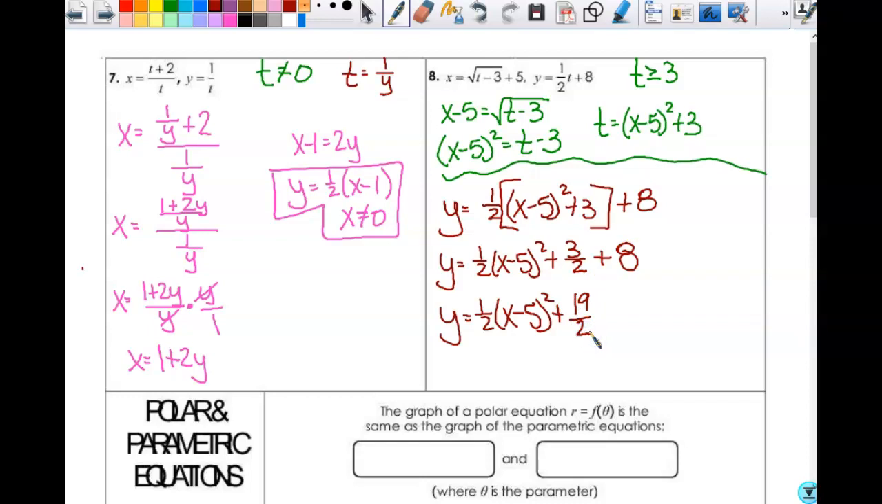That's a quadratic, but I do have a domain restriction because I had one up here. So if t had to be greater than or equal to 3, then x has to be greater than or equal to, I take the 3, substitute it in here, that'll give me 0, then I get plus 5, so it's 5.